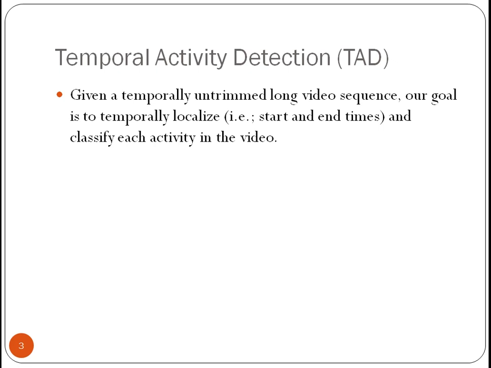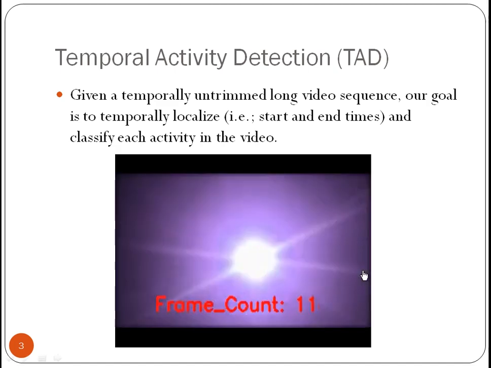So we address the problem called temporal activity detection in this paper. The goal of temporal activity detection is to temporally localize each activity happening in a temporally untrimmed video and also to classify those activities. To better understand what this task actually involves, let's have a look at this example video.